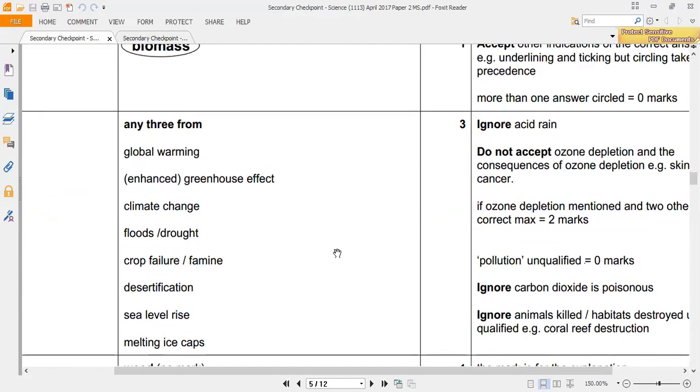Global warming, greenhouse effect, climate change, floods, droughts. Of course, floods in some places and droughts in another. Crop failure, which will lead to famine. Desertification. Of course, the sea level will rise due to the melting of the ice caps found at the North and South Pole.